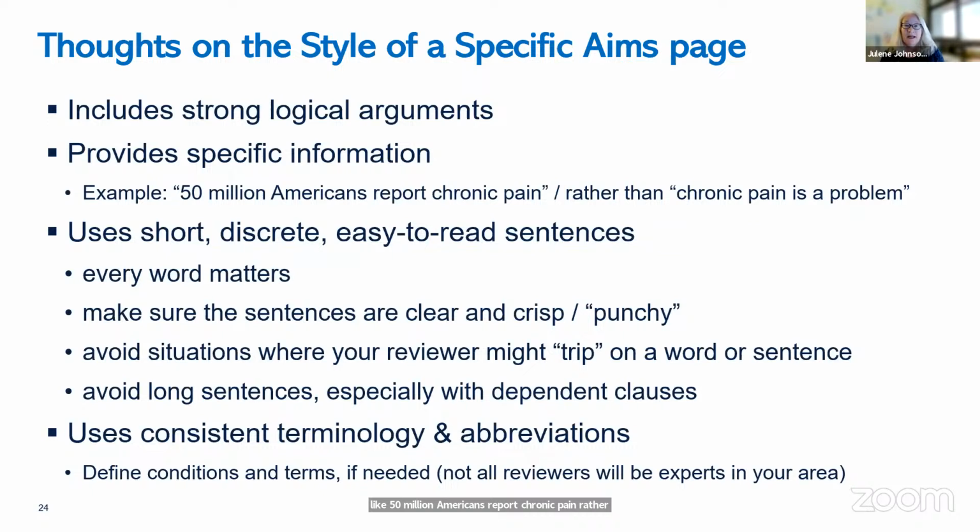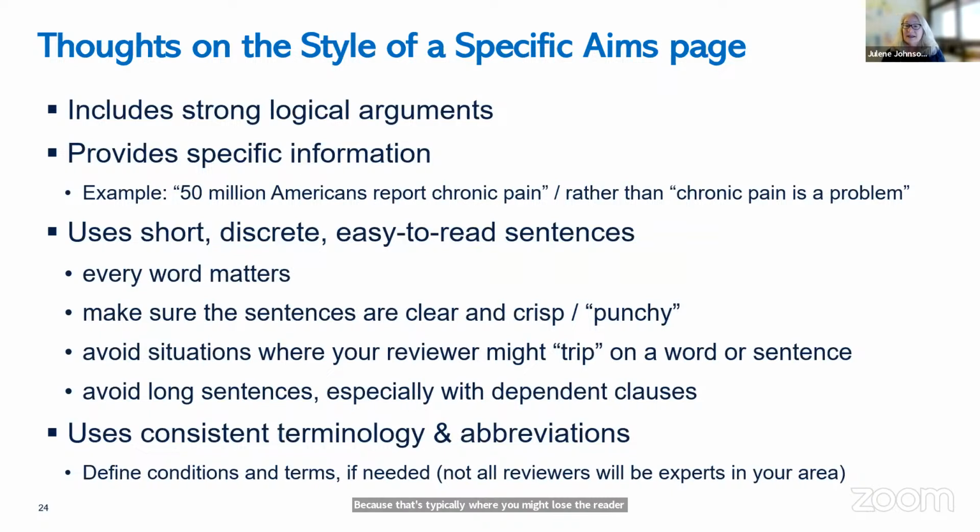And I highly recommend using short, discrete, and easy to read sentences, as every word matters, and make sure that the sentences are what I call clear and crisp or punchy. And avoid situations where your reviewer might trip up on a word or a sentence. And by this, I mean avoiding long sentences, especially dependent clauses. Be careful when you use those, because that's typically where you might lose the reader.